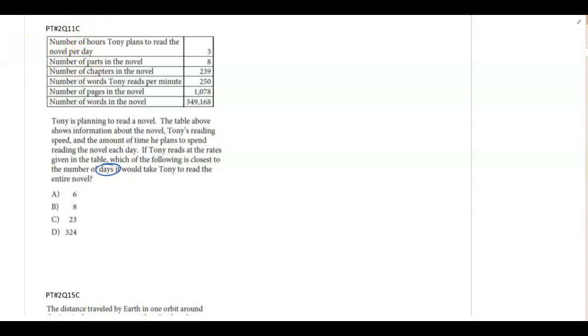So when I look at this, it tells you he reads 3 hours per day. There are 8 parts in the novel. There are 239 chapters in the novel. There are 250 words Tony reads per minute. So he reads 250 words per minute. Now, there are 1,078 pages in the novel. And the number of words in the novel is 349,168. So here's the thing.